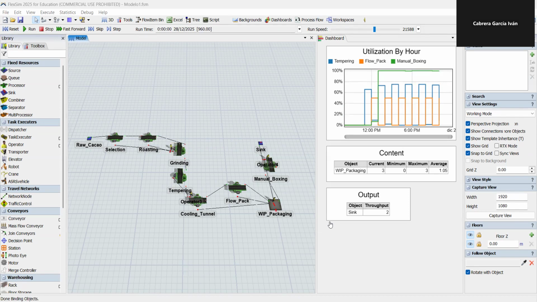The process begins with raw cacao entering the system, followed by a process of selection, roasting, grinding, tempering, and cooling. This upstream stage operates as a batch-based process with relatively long processing times. The tempering stage includes stochastic failures, which introduce variability and represent real operational interruptions.